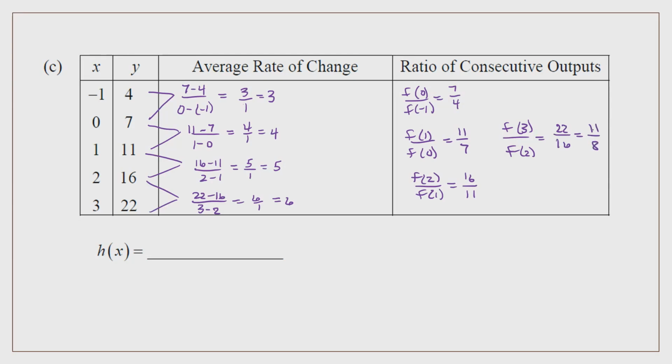All right, so neither the average rate of change nor the ratio of consecutive outputs is constant. So that means we have a set of ordered pairs that is neither a linear nor exponential function. So this is not applicable for this set of ordered pairs.